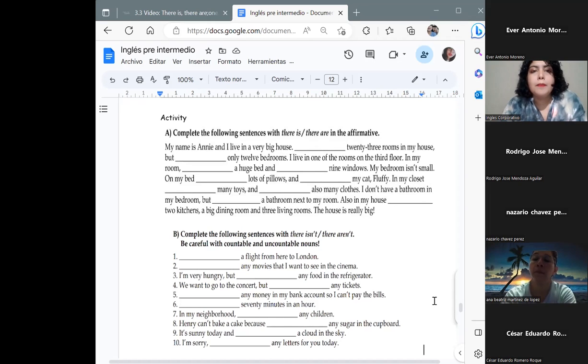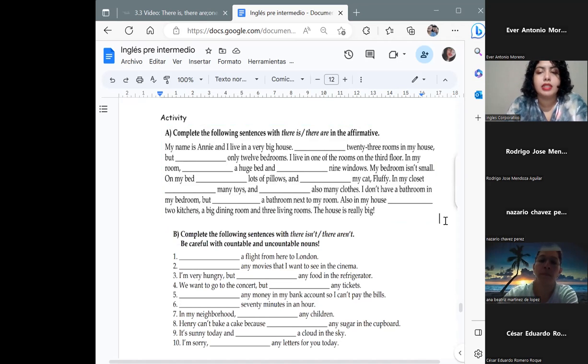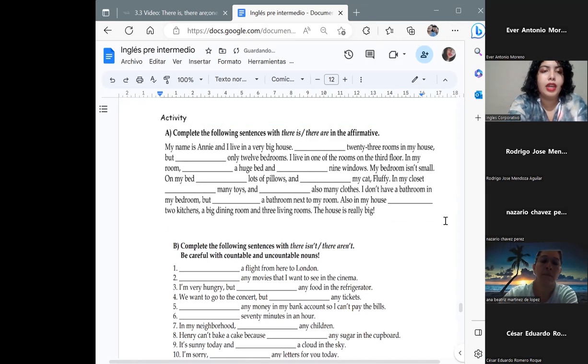Let's see, in the first sentence, we have, my name is Annie and I live in a very big house. Mi nombre es Annie y vivo en una casa muy grande. 23 rooms in my house. En ese caso, si estamos hablando de 23 habitaciones, there is or there are? There are. Very good. Lo voy a poner acá abajo, lo vamos a ir haciendo como una pequeña lista de la respuesta, ¿verdad? Vamos a ponerlo así. There are.